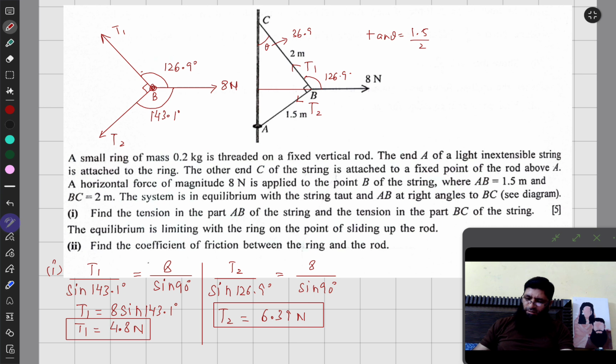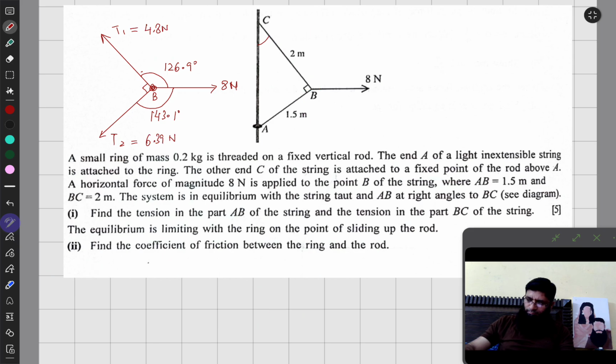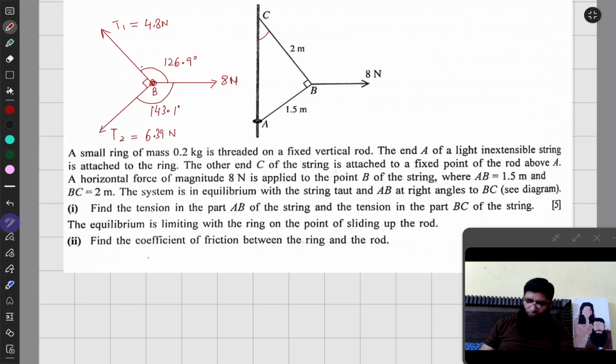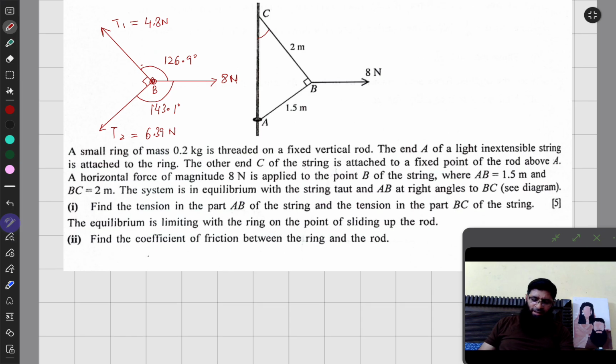So this is the simplest way to solve this type of problem. Otherwise, you can also solve by resolving forces, but that will be a lengthy method. Now let's talk about part 2. We will have to find the coefficient of friction between the ring and the rod. So let's make a diagram around the ring.